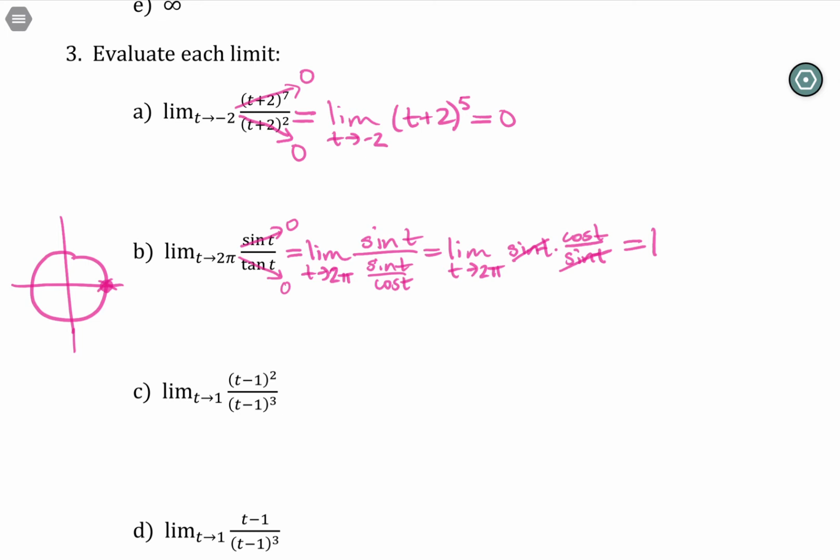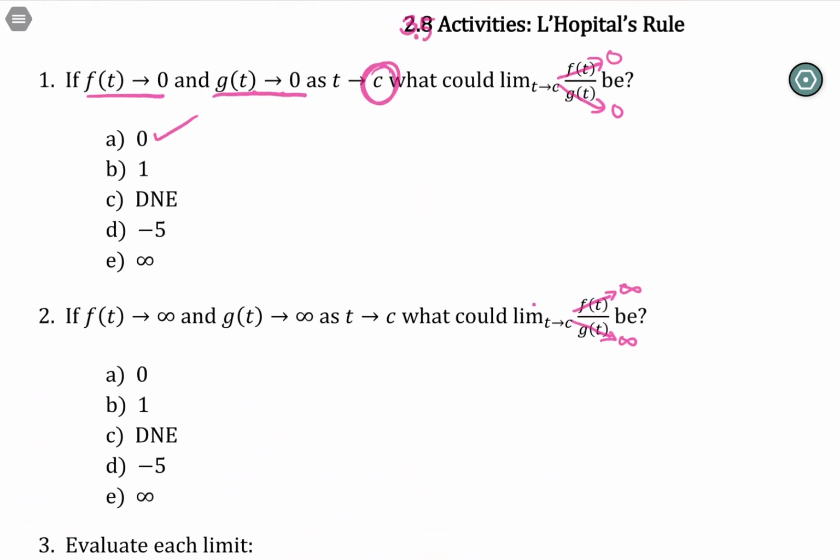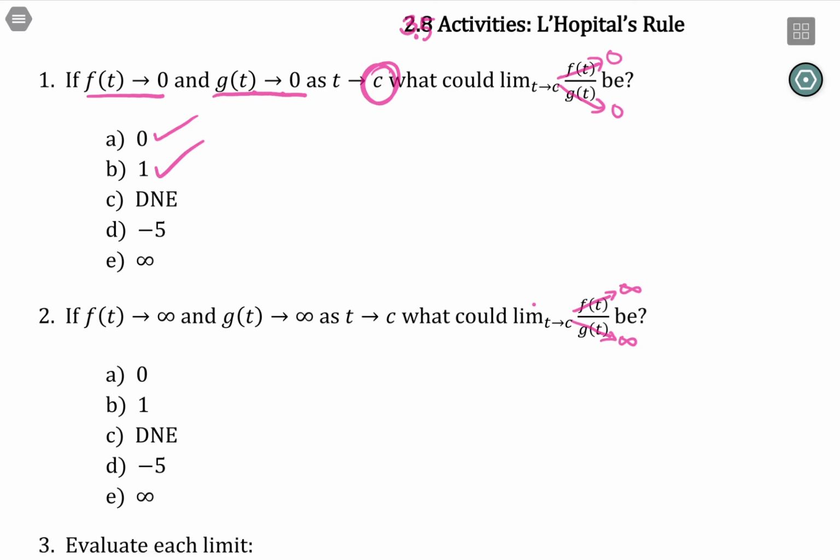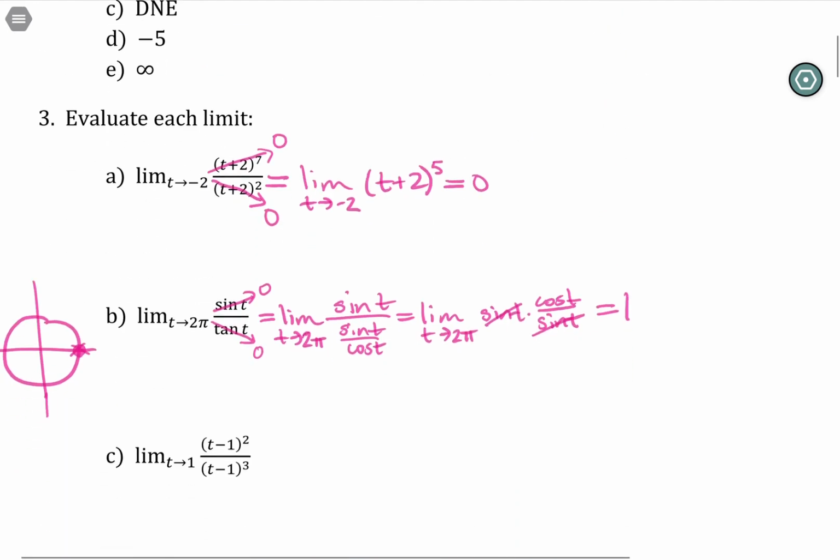Notice that we started with a 0 over 0, and we ended up with the value of the limit being 1. So back to question 1. If you said that you thought the value of the limit was going to be 1, you are correct. Okay.